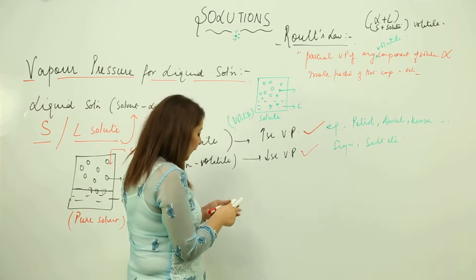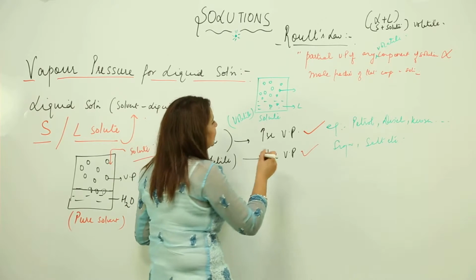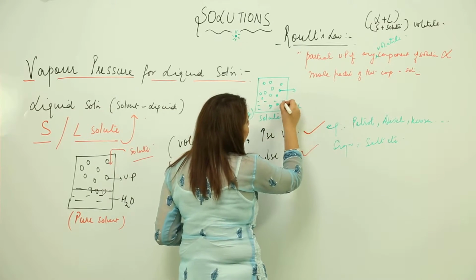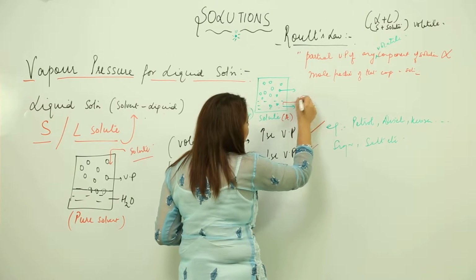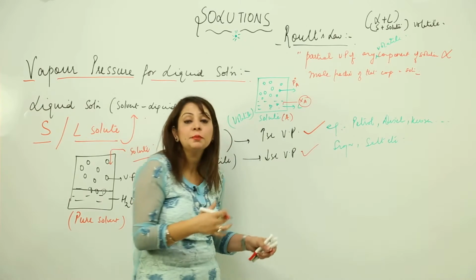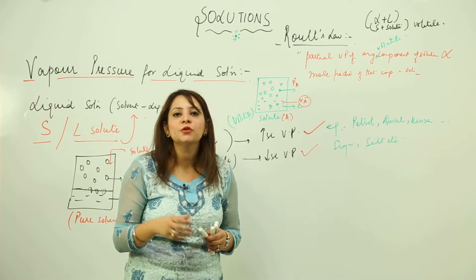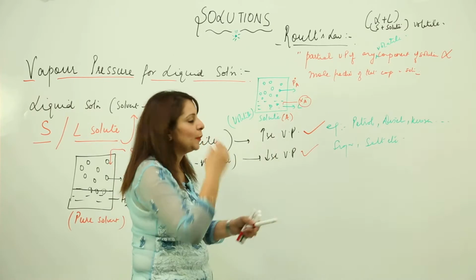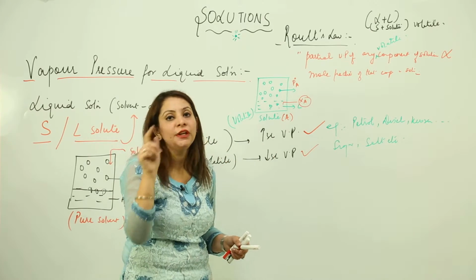Now what can I say? Let us say that the solute is considered as A. Its mole fraction, let us suppose, is XA in the solution, and the pressure which it is exerting, because it is exerting alone, is a partial pressure. Partial pressure is the pressure which a component would exert when it is present alone. So let us say its partial vapor pressure is P naught A.